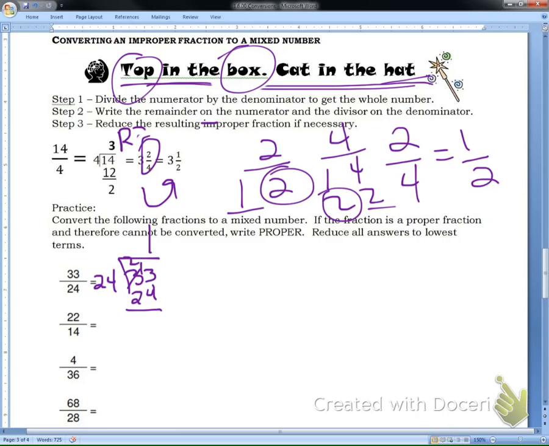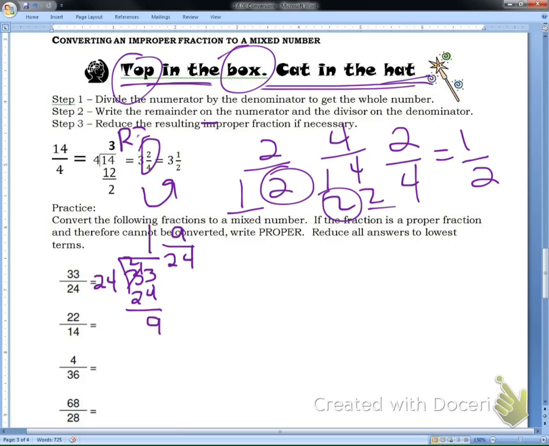13 take away 4 is 9. 2 take away 2 is 0, so I just don't write it. So I have this remainder of 9. There's nothing else to bring down. So that becomes the hat of my fraction, 9 over 24.